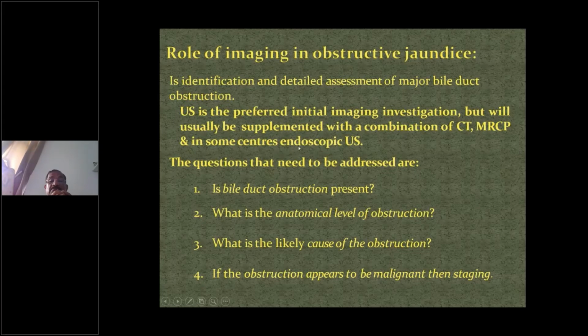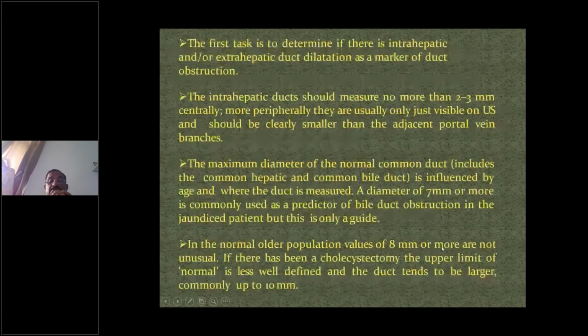So, the questions that we need to answer are whether bile duct obstruction is present or not. If yes, then what is the anatomical level of obstruction and what is the likely cause of obstruction? And if the cause appears to be malignant, then the staging of the malignancy. So the first task is to see if there is intra and or extrahepatic duct dilatation. They are the marker of duct obstruction. So an indirect sign of obstruction is biliary tract dilatation, either intra and or extrahepatic.